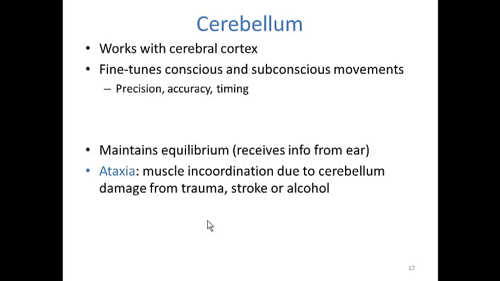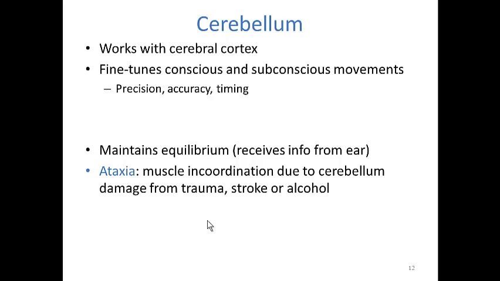One of the main jobs of the cerebellum is to fine-tune conscious and subconscious muscle movements. So the cerebellum helps with all of our internal programming for things like precise movements and accuracy and timing. The fact that you can pick up a pencil and write out words is involving your cerebellum quite a bit. Playing an instrument would involve the cerebellum quite a bit. There's a lot of precision, accuracy, and timing that goes into those things.